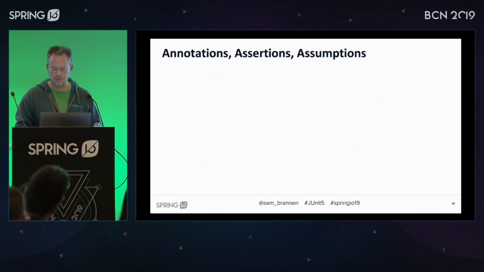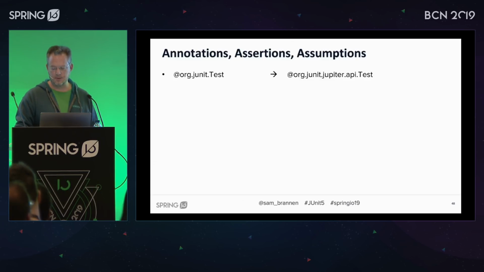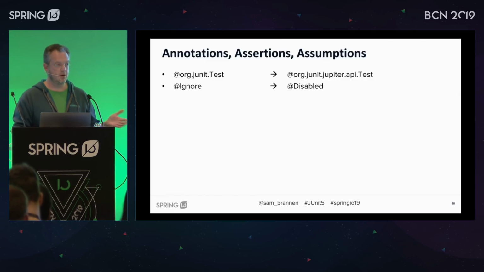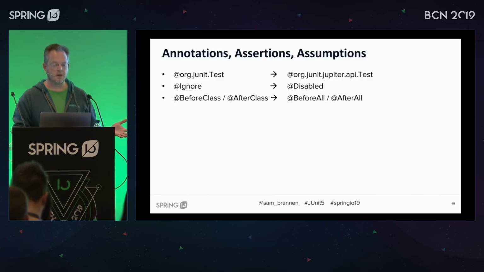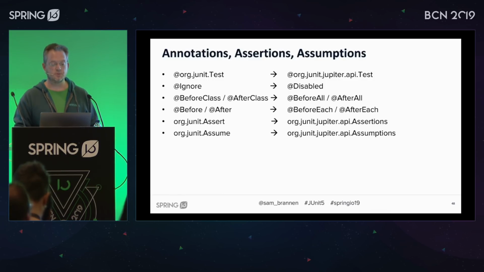But if you do want to migrate, here are some things to keep in mind. Annotations. So @Test is still called Test, but it's in a new package. @Ignore is now @Disabled, or one of those other disabled variants. @BeforeClass and @AfterClass are now @BeforeAll and @AfterAll. Same for @Before and @After, there's @BeforeEach and @AfterEach. Assertions have moved to a new class and a new package. The same holds for assumptions from JUnit 4.